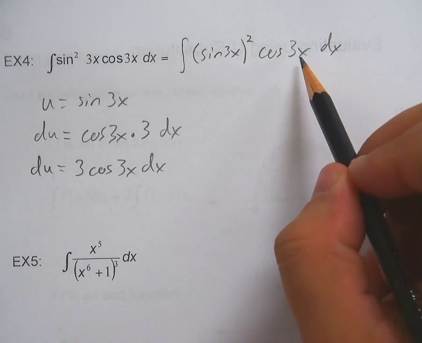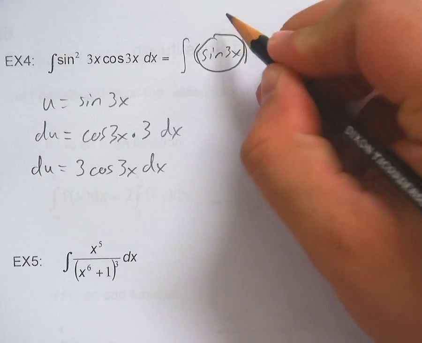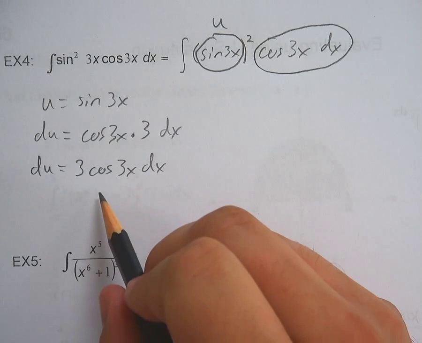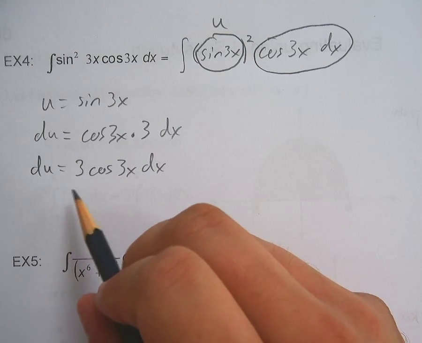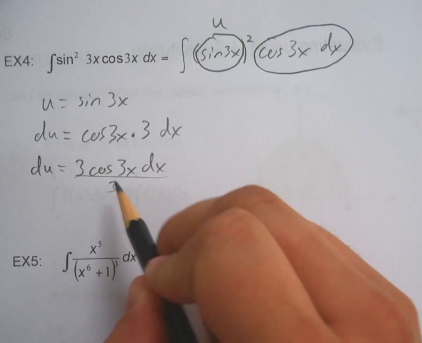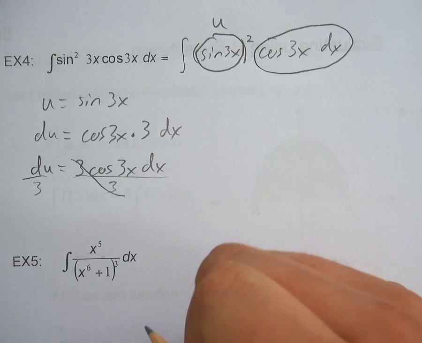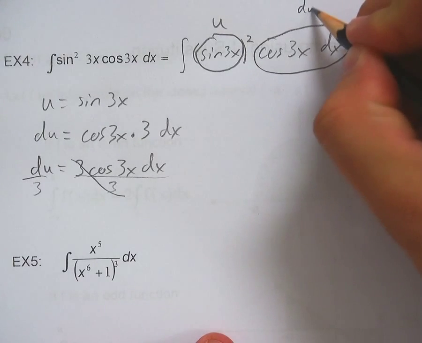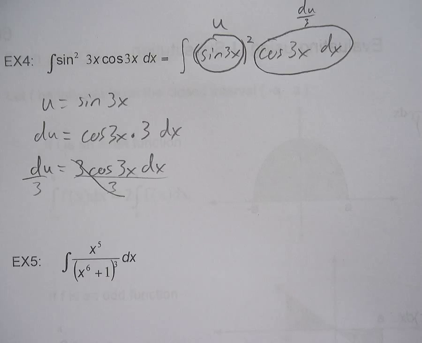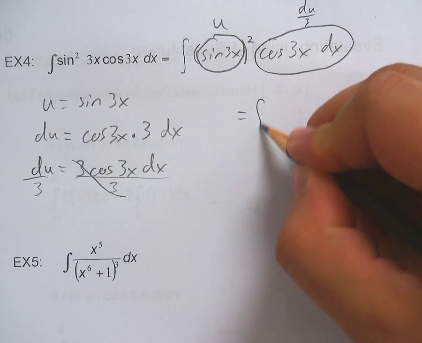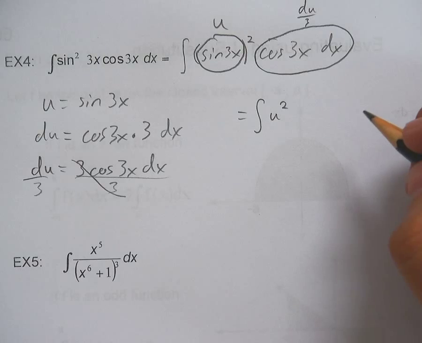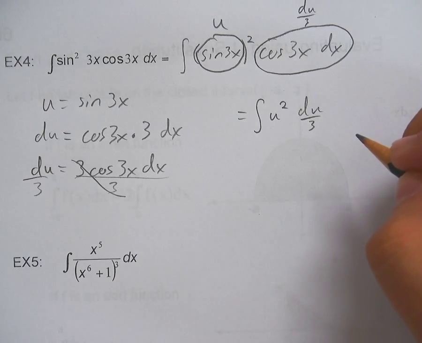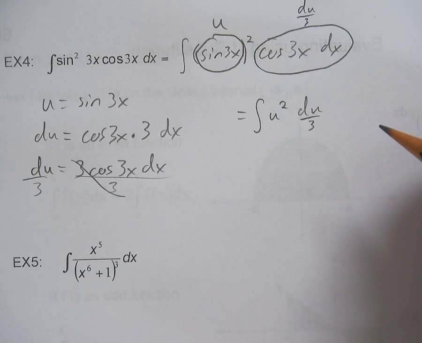Now looking at the problem over here, I've got u right here. Cosine 3x dx is really close to this. The only thing missing is that 3. So let's divide out that 3. All right. So this is going to be du over 3. So this is going to be the integral of u squared du over 3. And remember, that's the 1/3 du, right?